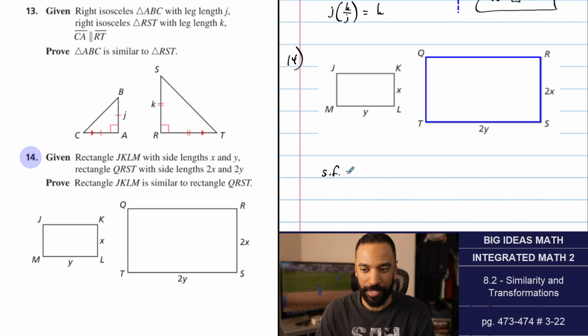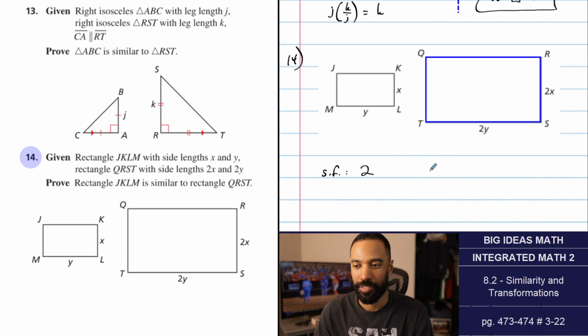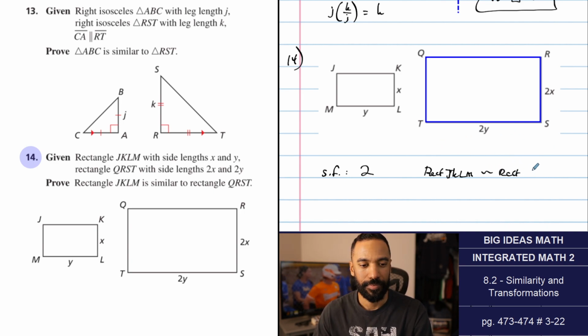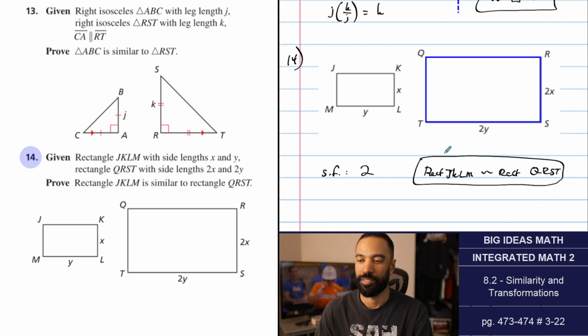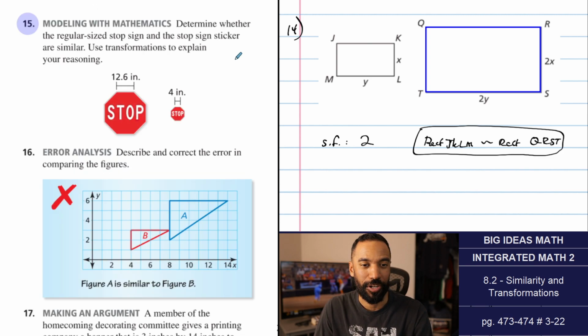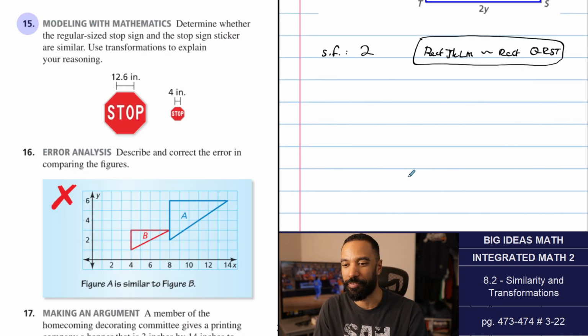That was not a great description, but rectangle JKLM is similar to, that's the symbol, rectangle QRST. Okay. I wasn't great with those problems, but hopefully they kind of work themselves out. Okay, number 15.